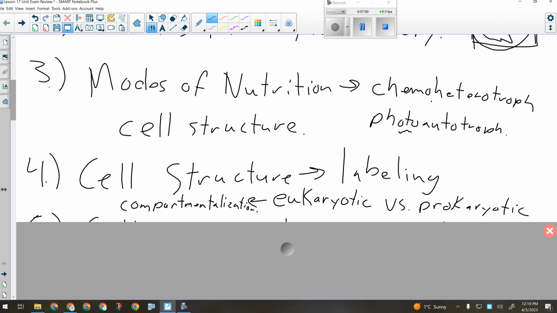You're going to have to label a cell. You're not going to have to do all 13 parts of it like we have on the quizzes, but since you don't know what 5 or 6 things I'm going to pick, you are going to have to know them all.